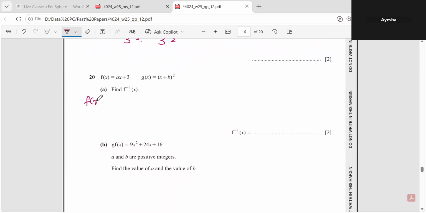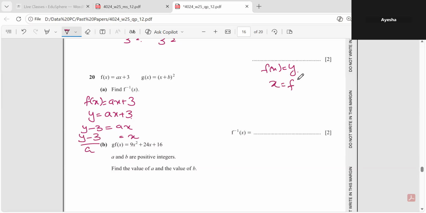So f of x is ax plus 3. We know that f of x is equal to y. So we can write y is equal to ax plus 3. Here we are going to take x as the subject of the formula. So we will write y minus 3 is equal to ax. So x is equal to (y minus 3) by a, where x is equal to f inverse of y.